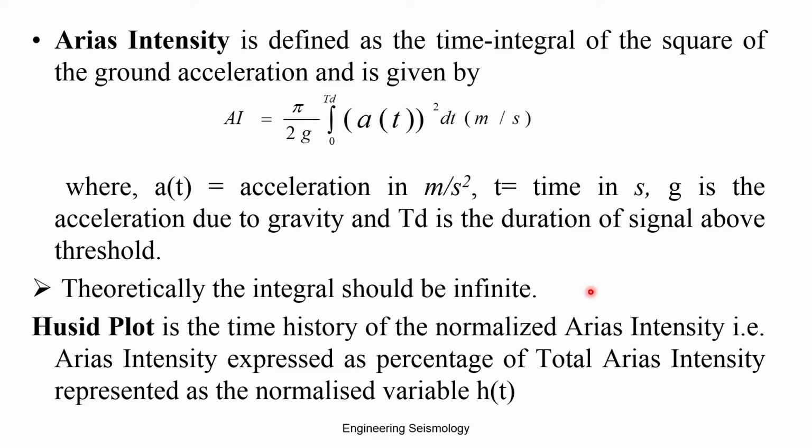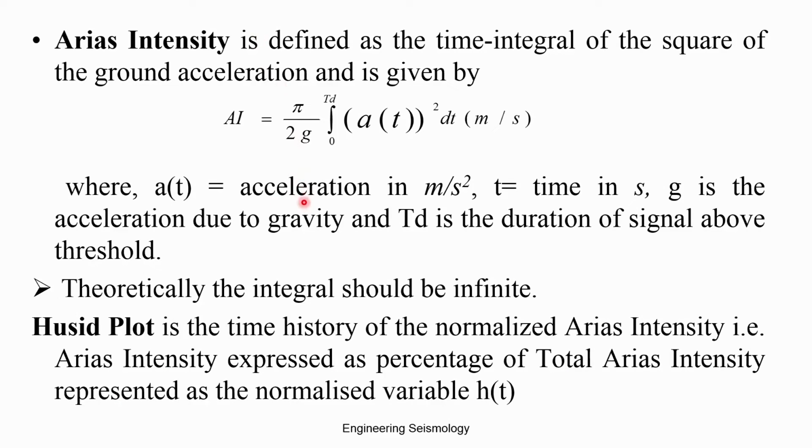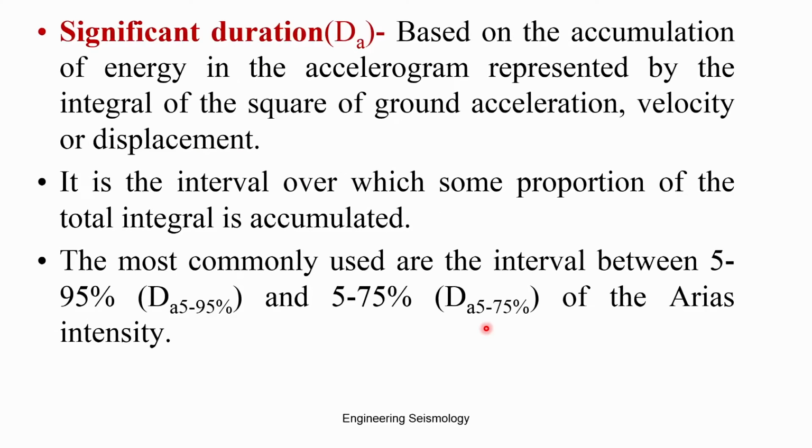Then the acceleration time history is further converted into acceleration squared, and then defined as Arias intensity. You can see the Arias intensity here, where you have the time integral of the square of the ground motion. So, the plot of Arias intensity in percentage with respect to time is called the Husid plot. The Husid plot is used to know how much energy is released in a time. Then they came up with the concept of significant duration, where the 5 to 95% of the releasing time is taken into account, or 5 to 75% of the Arias intensity. So, this significant duration is also very important.